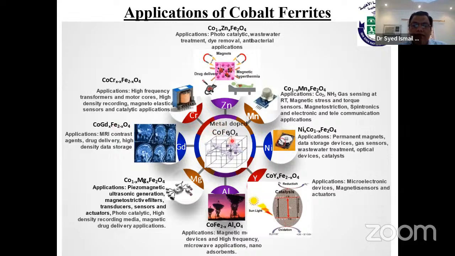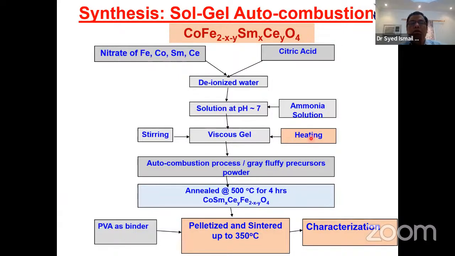This is the crystal structure. Likewise, nickel ferrite is a perfect inverse spinel structure. We have synthesized samarium cerium substituted cobalt ferrite with the general formula CoFe2-x-y SmxCey O4, where x and y are the concentrations of the substituents. The sol gel autocombustion method has been utilized to synthesize this.